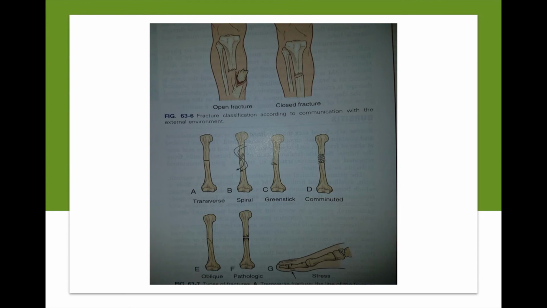Then your pathologic one is similar to the transverse as well because it's straight across, but this time the bones are actually separated from one another, so you could see the gap in between. Whereas in the transverse, there is a fracture, but the bone is still close together.